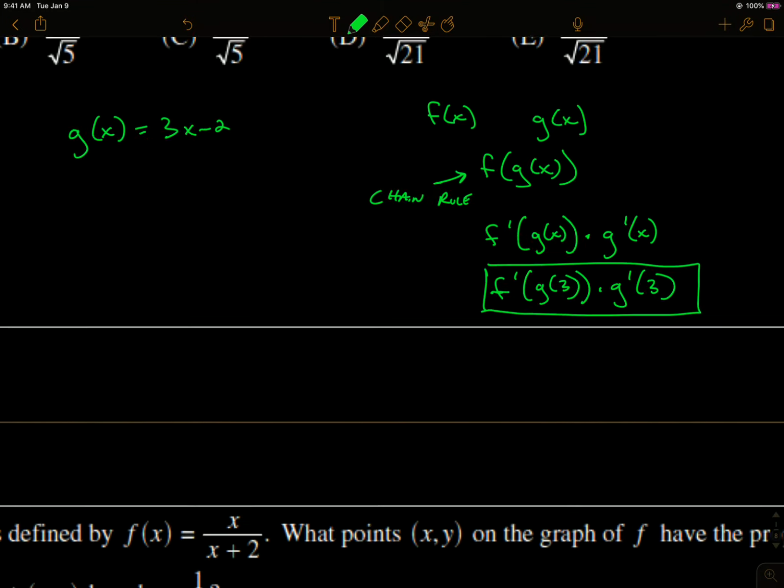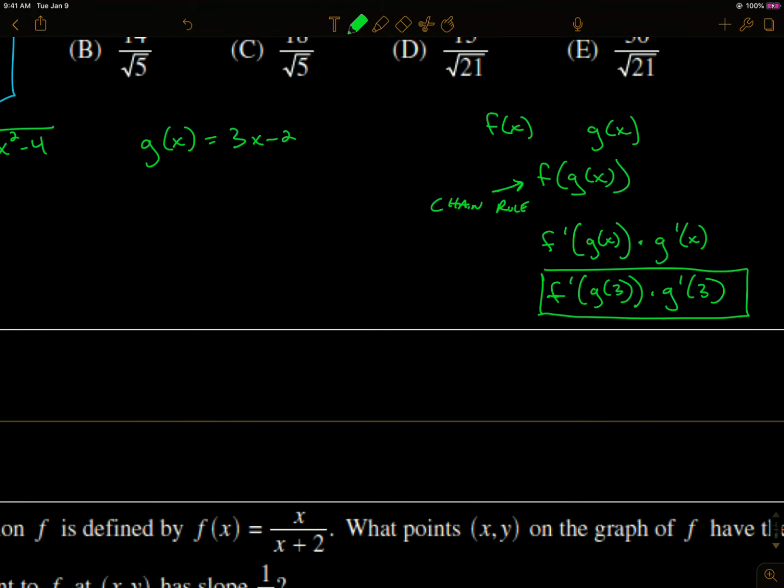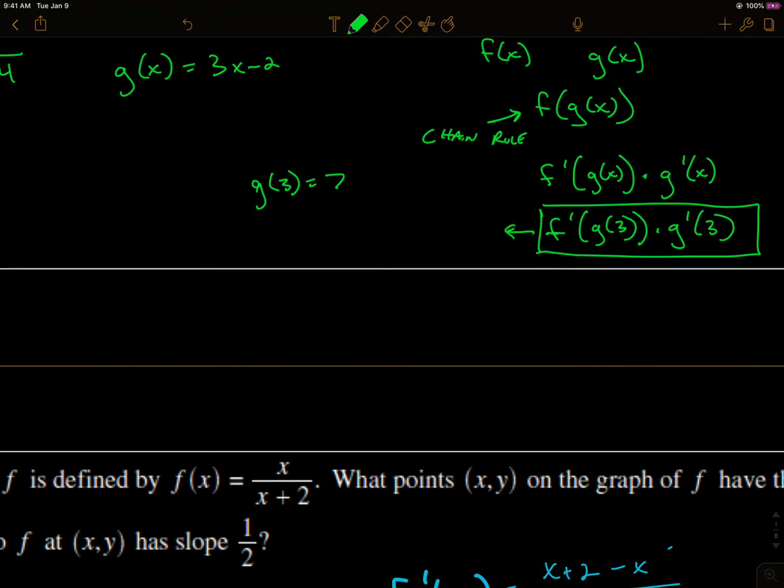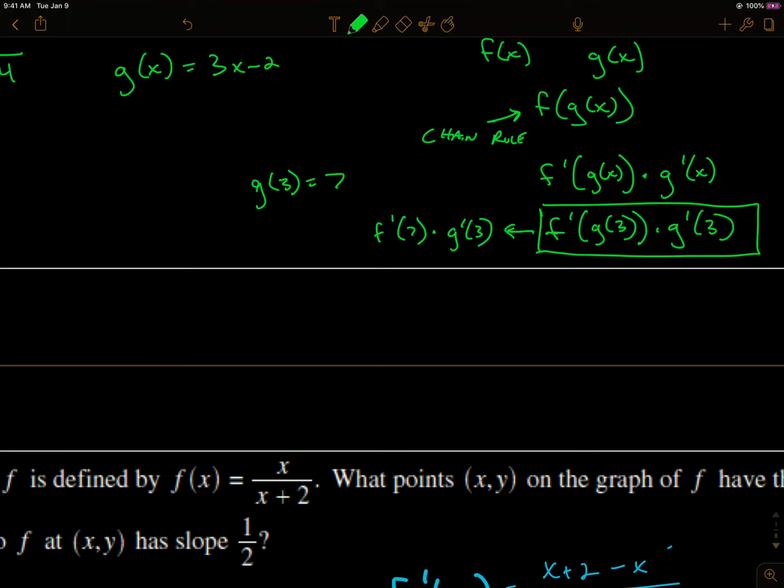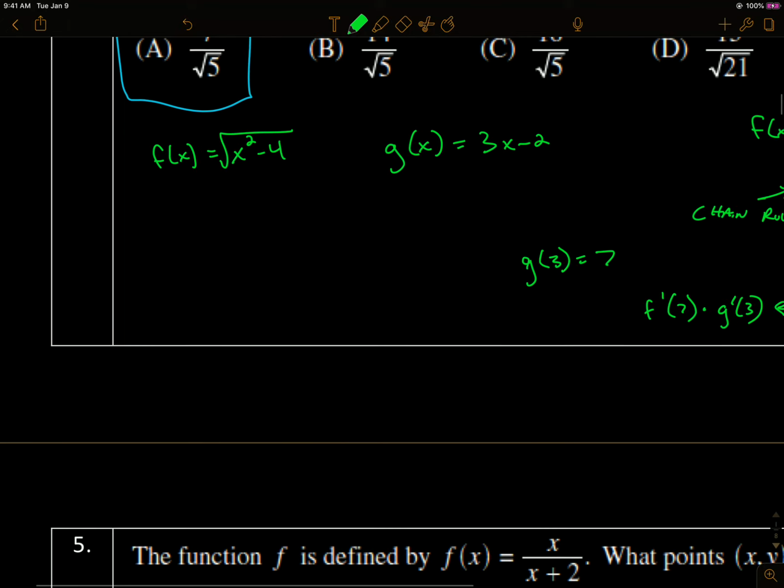So g of 3, I want to start with that. So g of 3, I'll just keep track of these over here. G of 3 is 9 minus 2, I get 7. So now, if I rewrite this with my 7, I've got f prime of 7 times g prime of 3. That's going to be our answer, right? So I need both f prime and g prime.